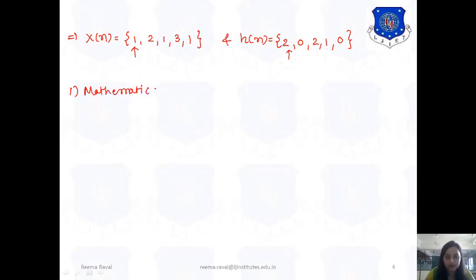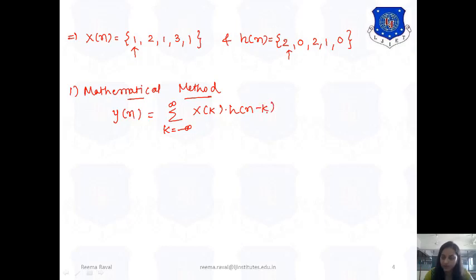we are going to use the formula, and for that we are going to vary the range of n using this formula. The formula is y of n equals summation of k equals minus infinity to infinity x of k into h of n minus k. In this formula we are going to place the values of n and k.